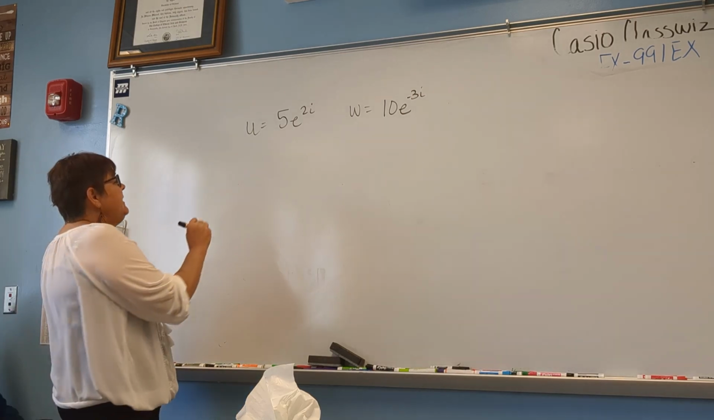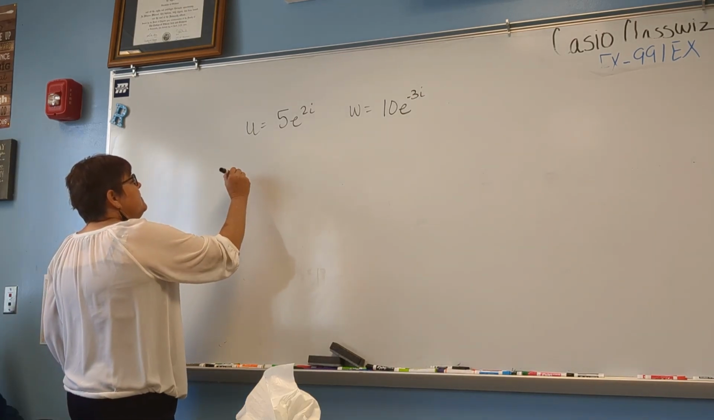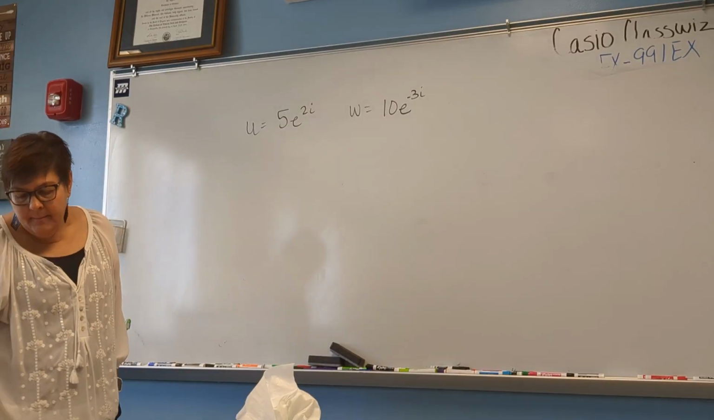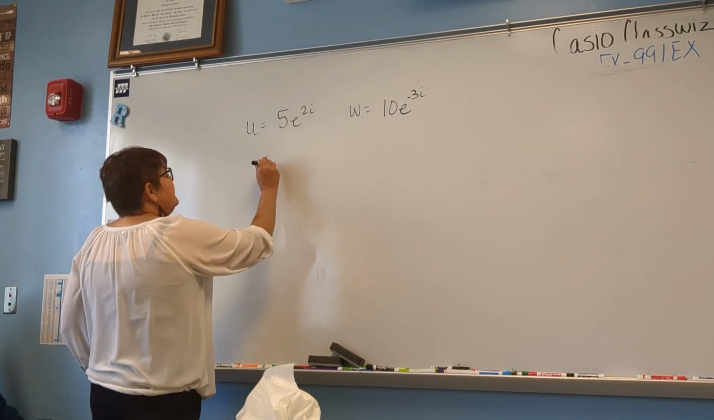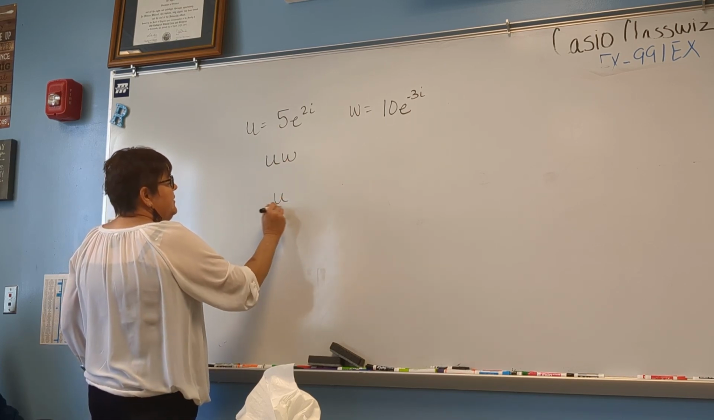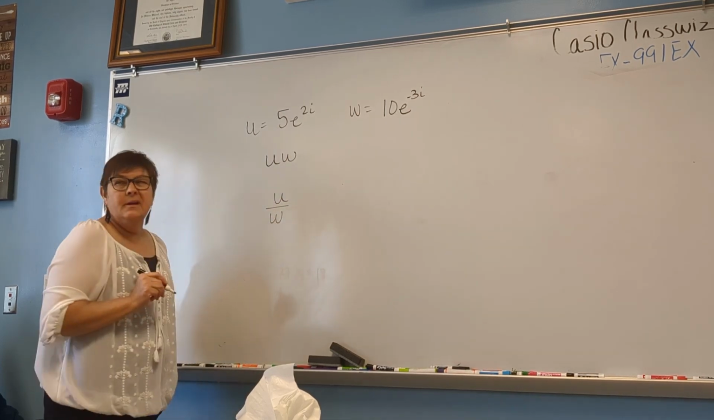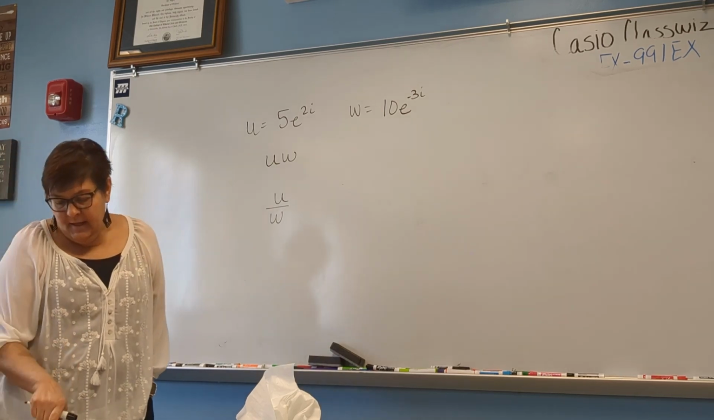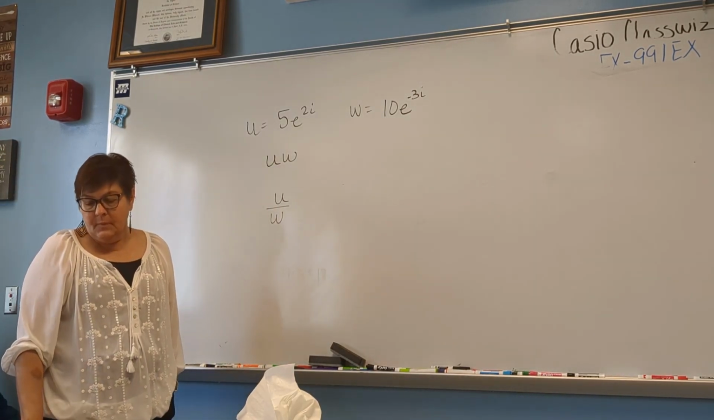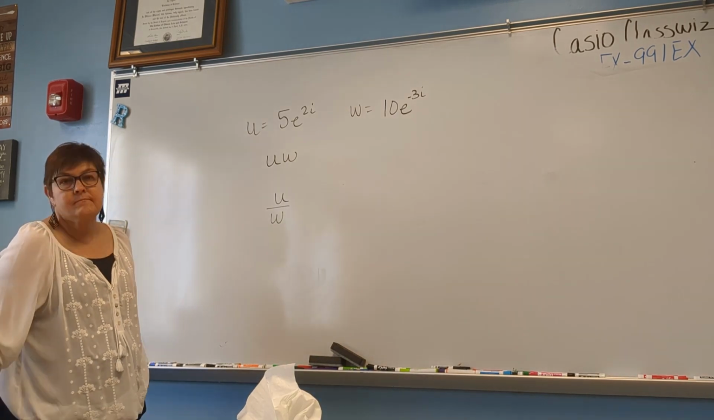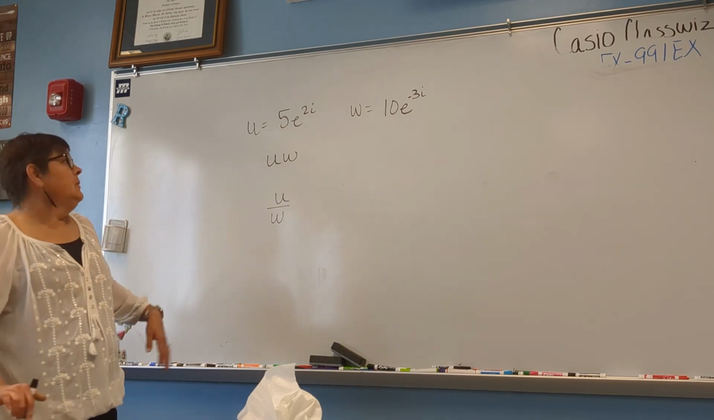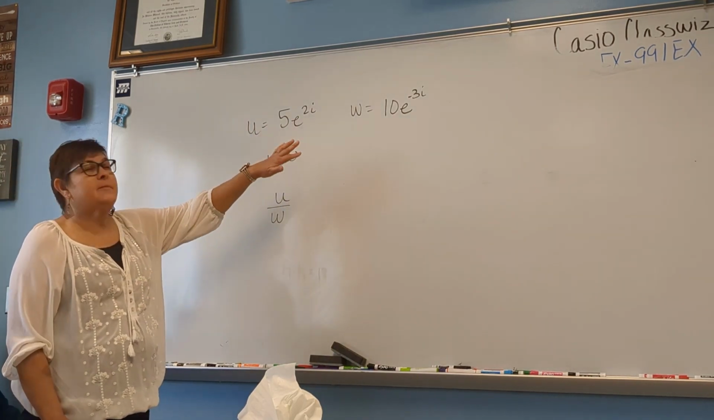Can you find, first, we're going to find u times w, and then we're going to find u divided by w, and then we're going to find the modulus and argument of each of them. Okay? So first of all, how do you think we are going to do u times w?